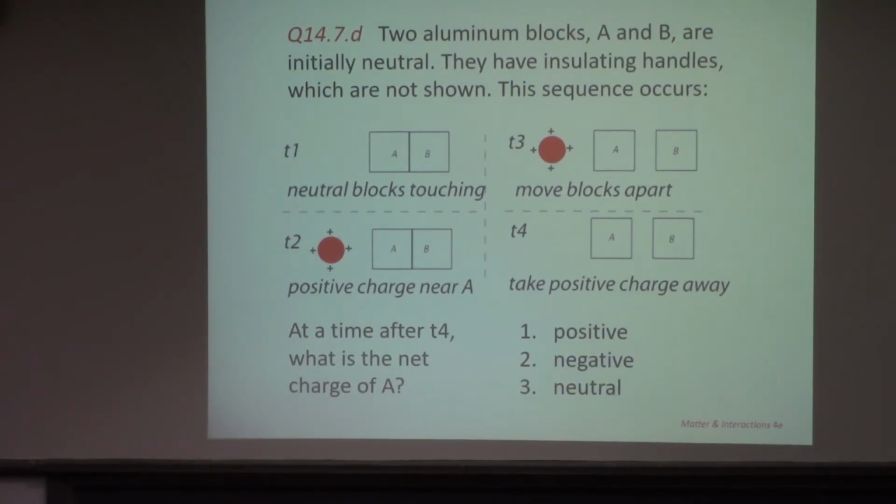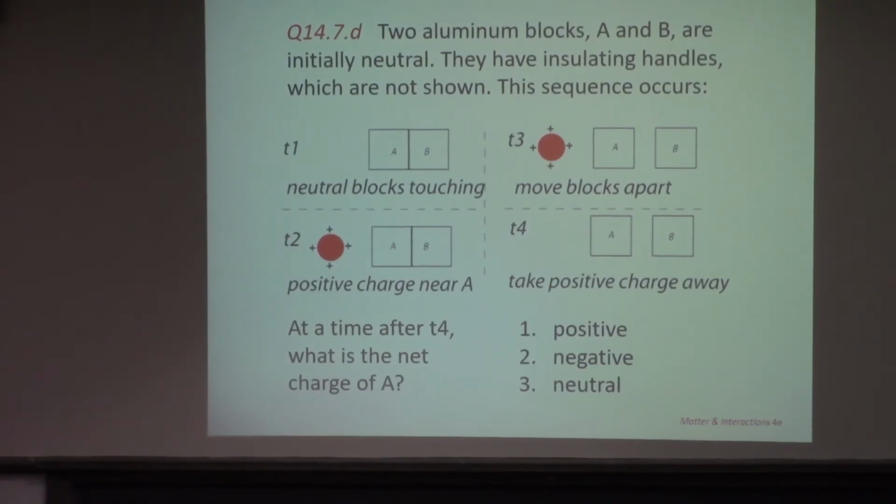So think about it for a minute. You might need to draw a diagram. Talk to your neighbor. So what do you think? So I'm seeing two. So you think block A is negative. We never touched it. Okay, so talk me through what happens here.